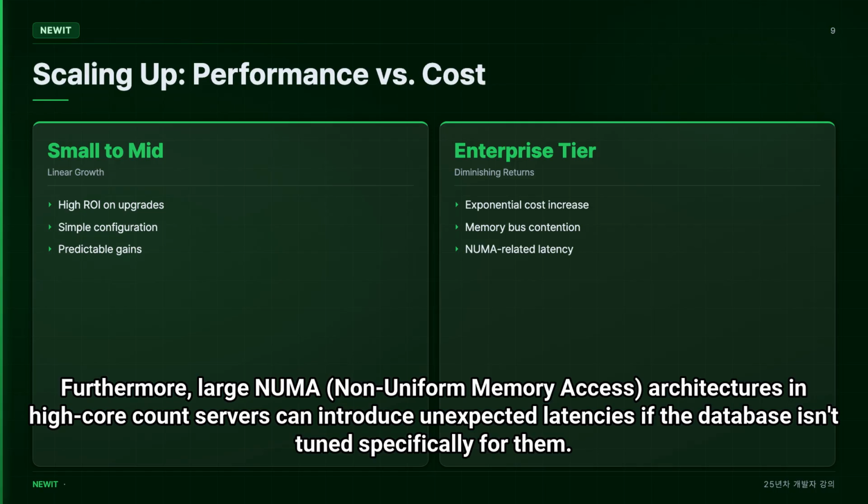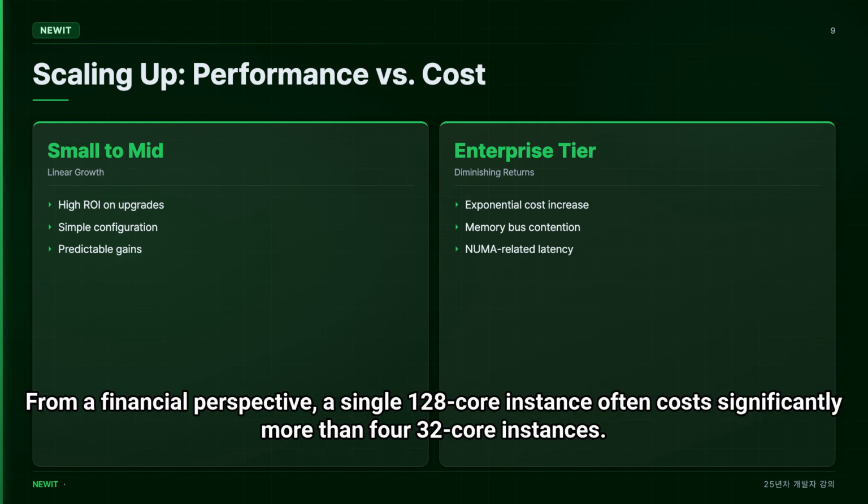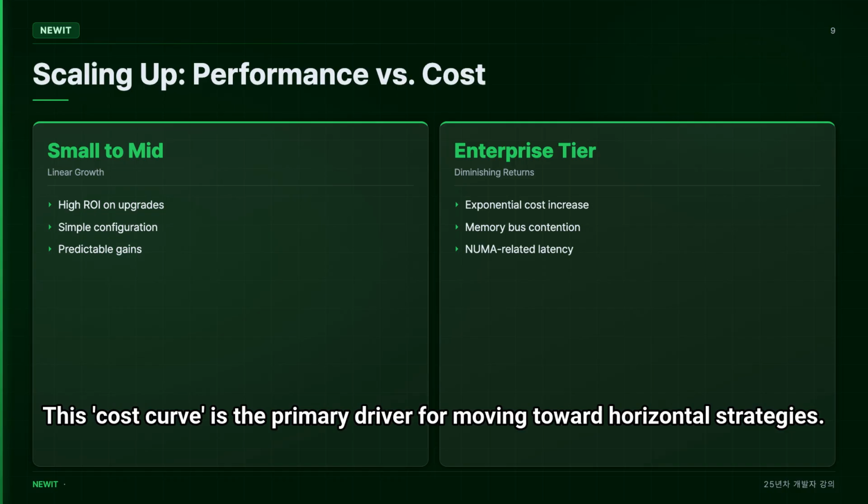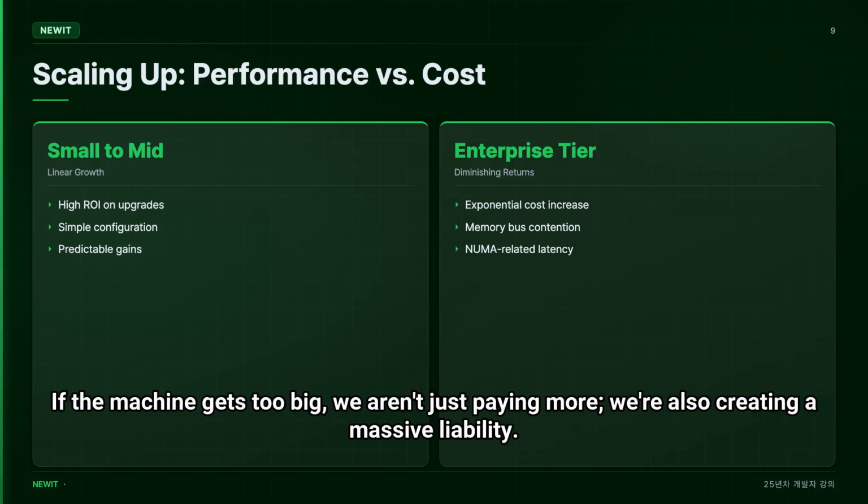Furthermore, large NUMA, non-uniform memory access, architectures in high core count servers can introduce unexpected latencies if the database isn't tuned specifically for them. From a financial perspective, a single 128-core instance often costs significantly more than four 32-core instances. This cost curve is the primary driver for moving toward horizontal strategies. If the machine gets too big, we aren't just paying more, we're also creating a massive liability.